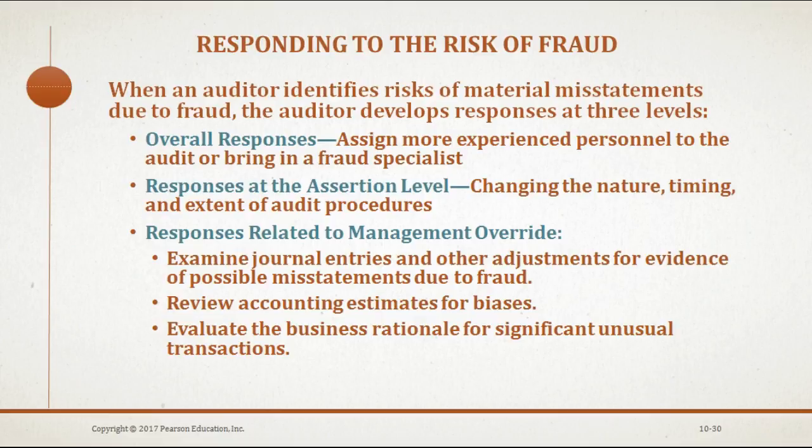When the auditor identifies risks at the assertion level, the auditor's response may involve changing the nature, timing, and extent of audit procedures. To address the risk of management override of internal controls, 3 procedures must be performed by the auditor in every audit. These procedures are to examine journal entries and other adjustments for evidence of possible misstatements due to fraud, to review accounting estimates for biases, and to evaluate the business rationale for significant unusual transactions.